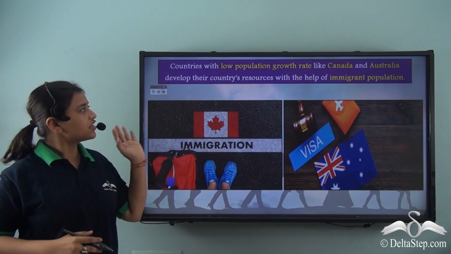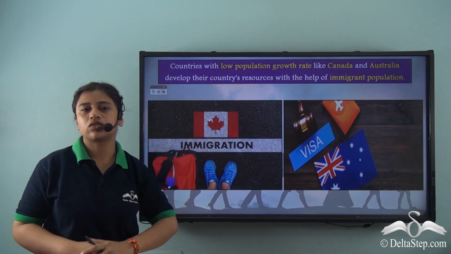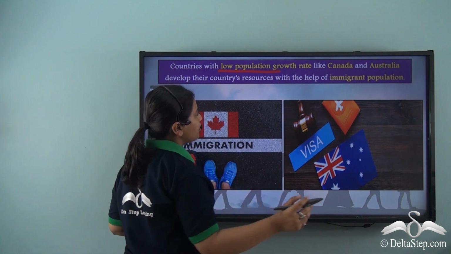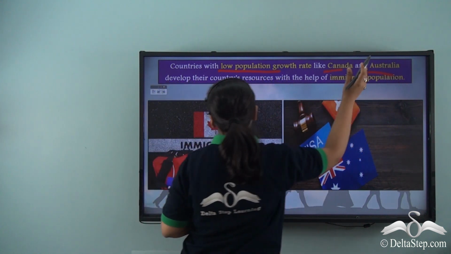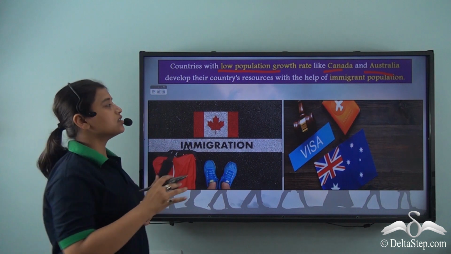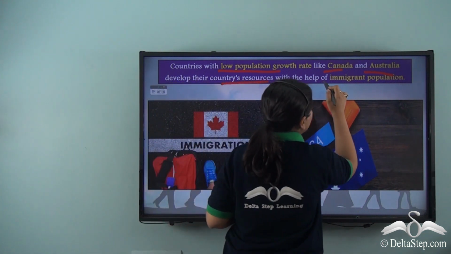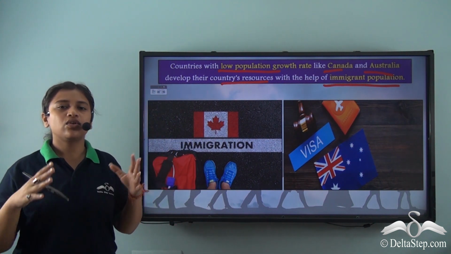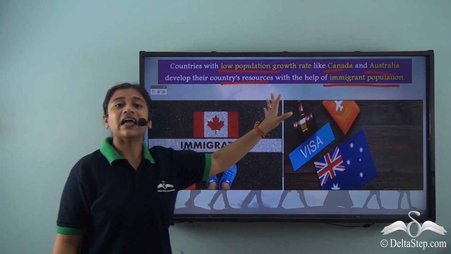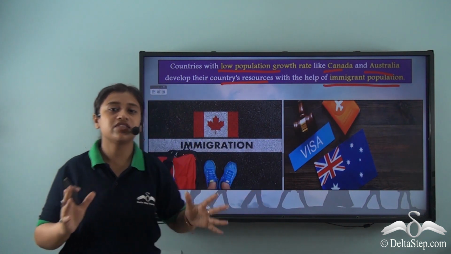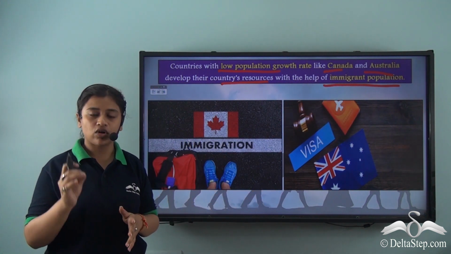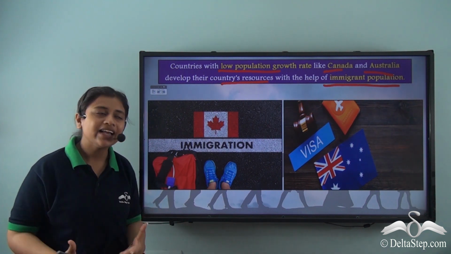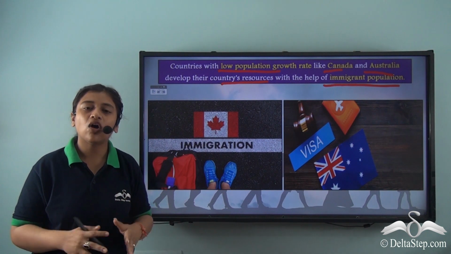Now, countries with a low population growth rate, for example Canada and Australia, tend to develop their country's resources with the help of the immigrant population. Now, what do I mean by saying this? This only means that these are developed nations with enough resources. However, they have a shortage or lack of enough human capital. So there's no one to utilize the resources that they have.